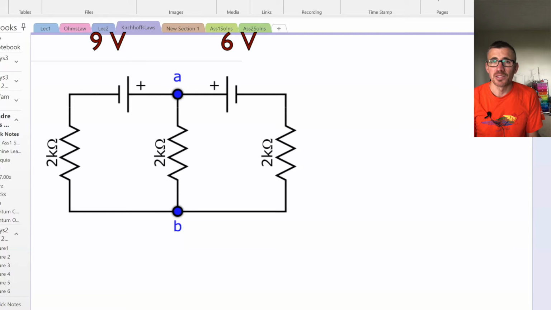In this video, we're going to use Kirchhoff's laws to do it analytically. Then we're going to use superposition, then Thevenin equivalent circuits, and finally we'll simulate it. But let's recall what we had when we made our measurements in the last video.